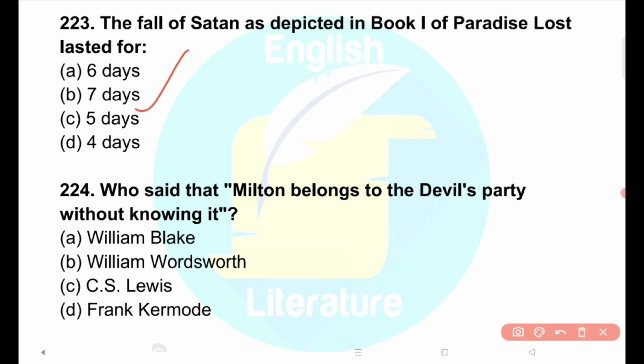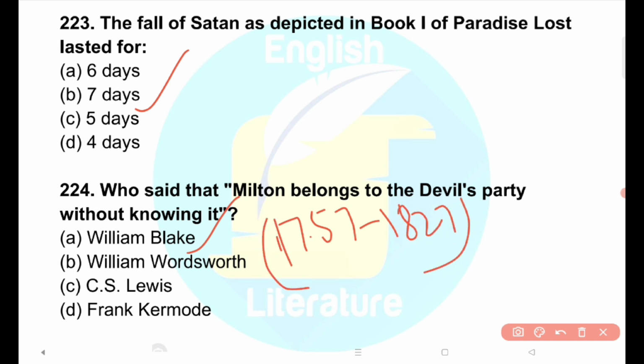Who said that Milton belongs to the devil's party without knowing it? Option A, William Blake, 1757 to 1827. The person who said that Milton belongs to the devil's party without knowing it is William Blake.